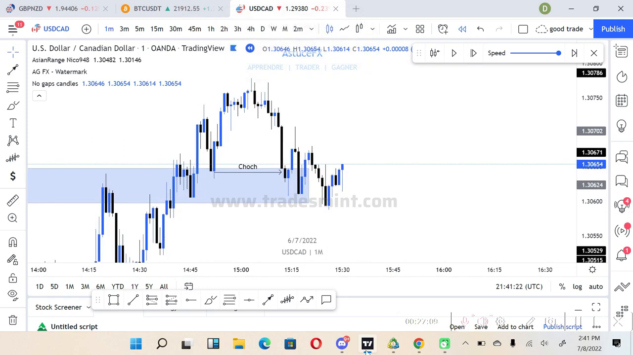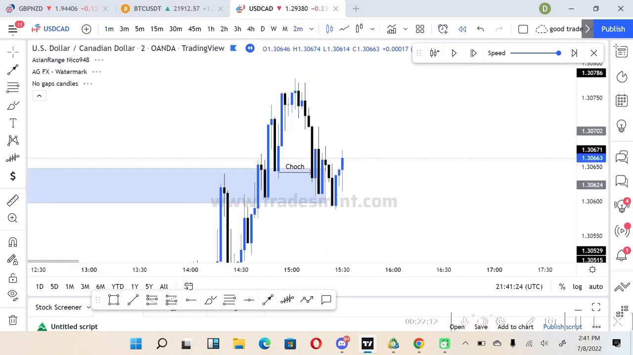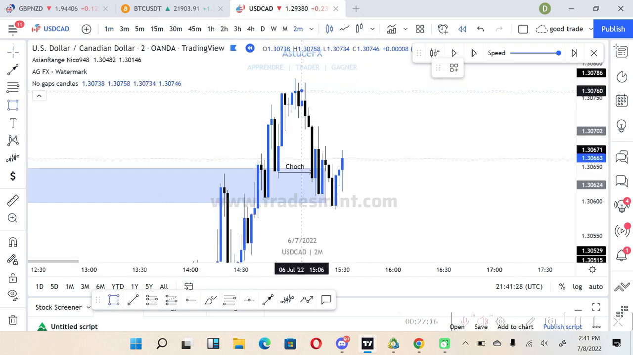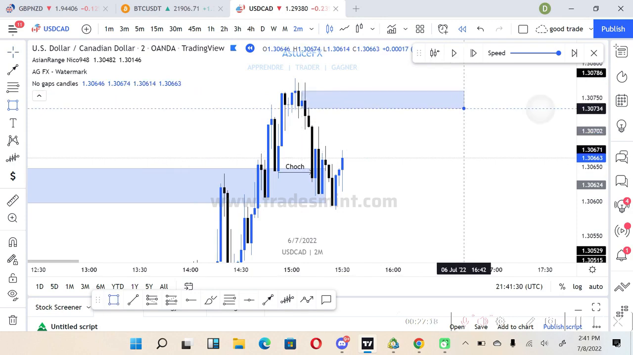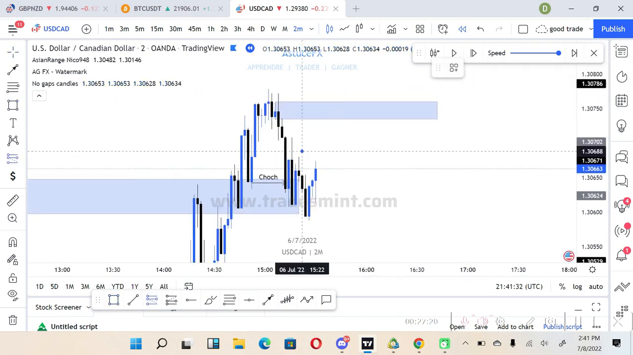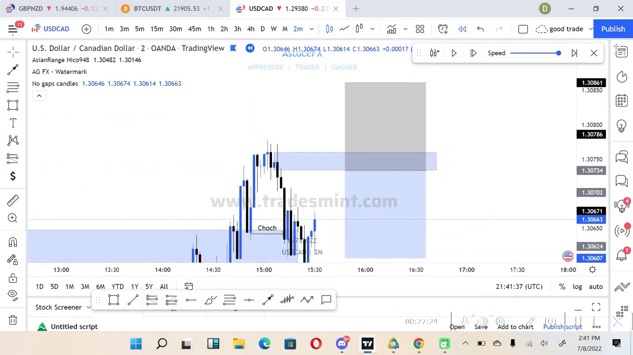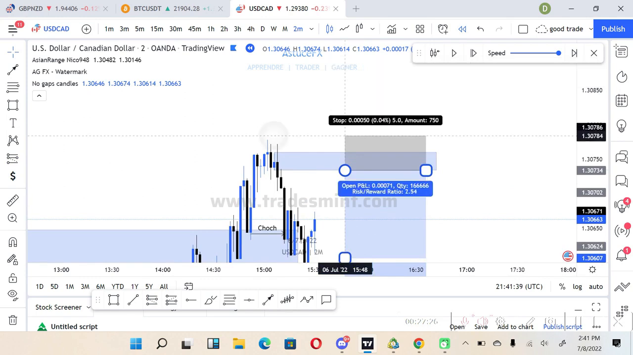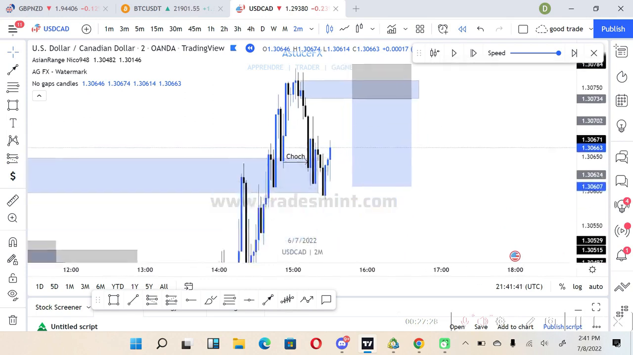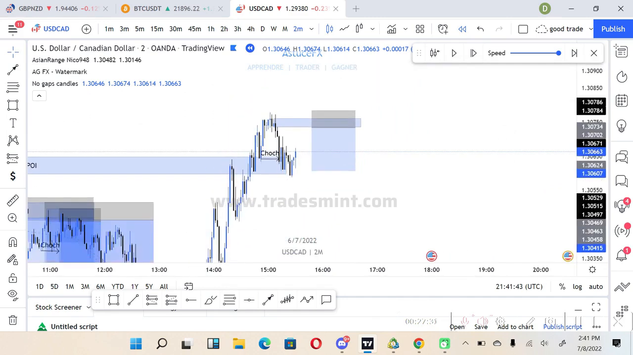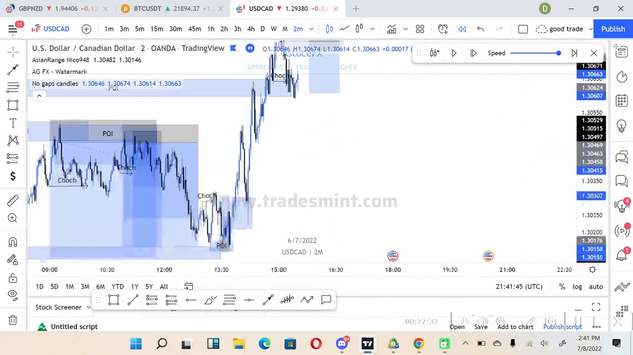Let me try to go to a lower time frame to look for confirmation. This 2 minute candle looks good. Actually, this one, okay, I can take my sell based on this. But if I take a sell based on this, my stop loss is going to be above the previous high, to avoid getting stopped out before going to TP.